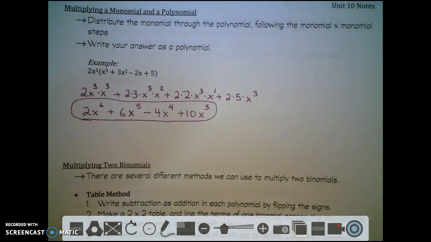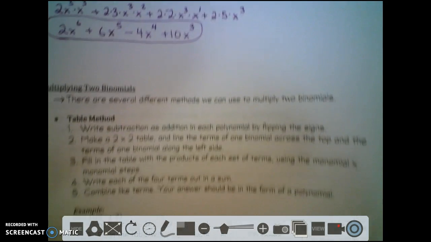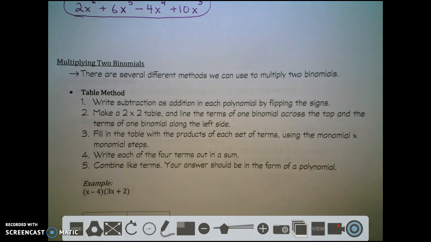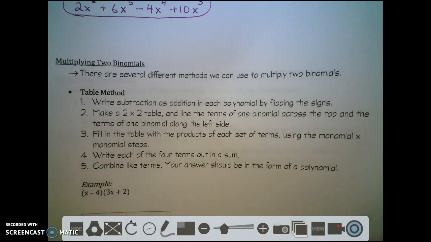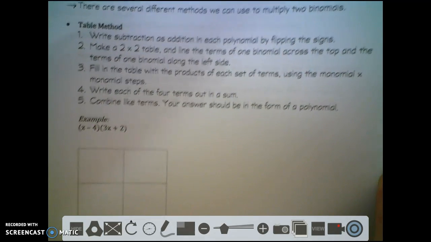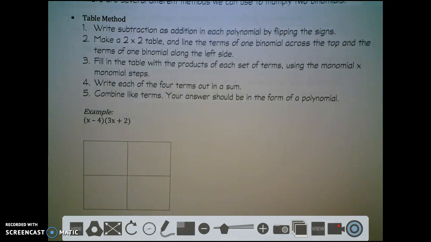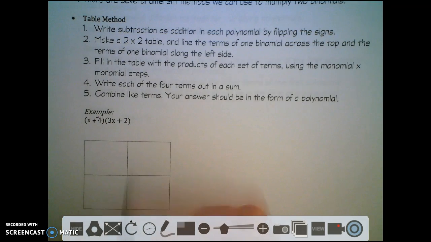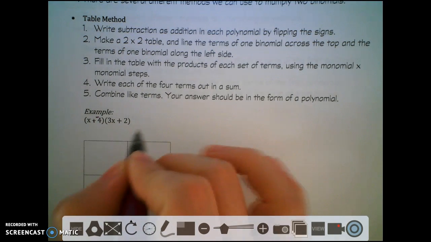When it comes to multiplying 2 binomials, we have several different methods that we can use. The first is the table method, and it's probably the most visual approach. In the table method, we will write subtraction as addition in each polynomial by flipping the signs. So the first thing you want to do is get all plus signs in the middle. So here I want plus a negative 4. And this one's already plus, so I'm good here.